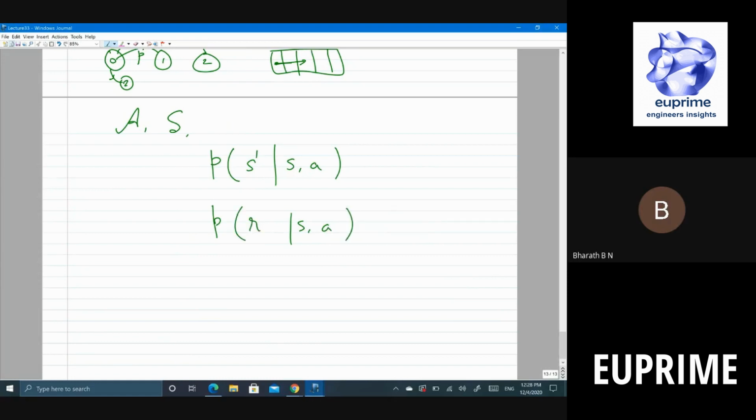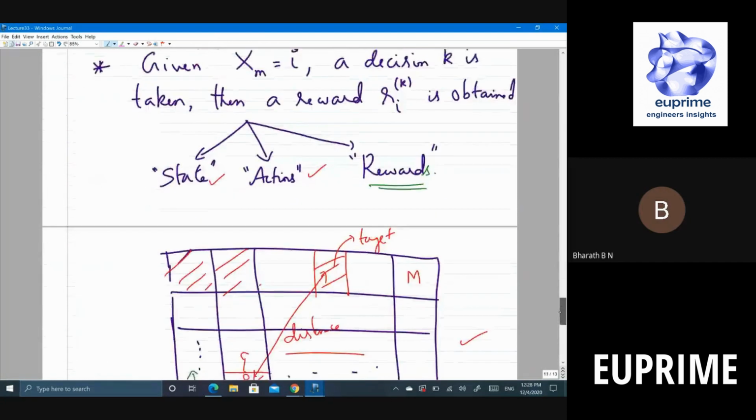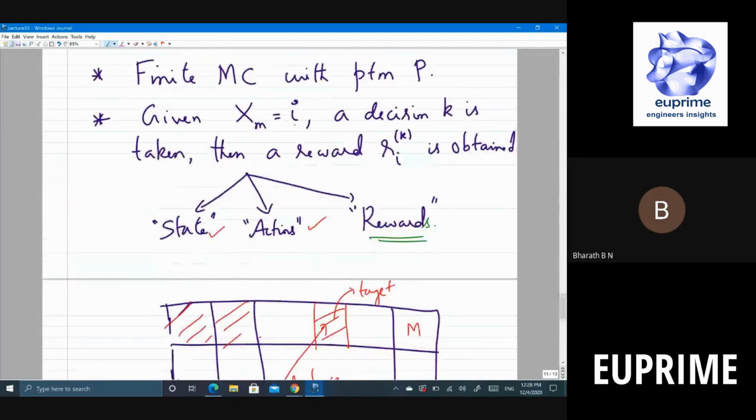Okay, this can be random or it can be deterministic, in which case if you are in state S and you take an action A, I can for sure say that this is the reward that you get. Now, for example, the way we started out here is, if you are in state I and take a decision K, then the reward is Ri of K. So I'm saying that this is the exact reward that you get, right?